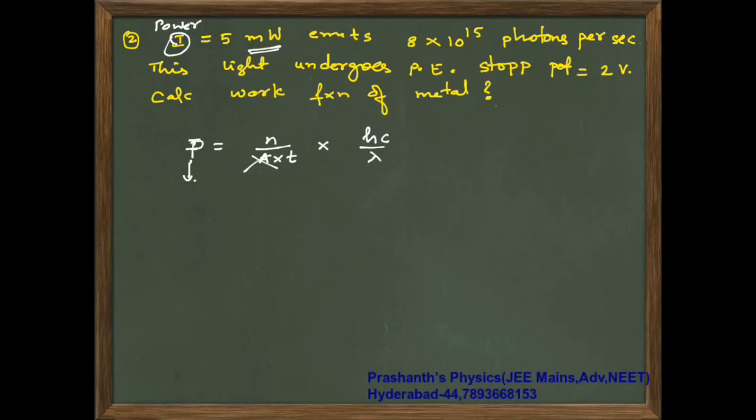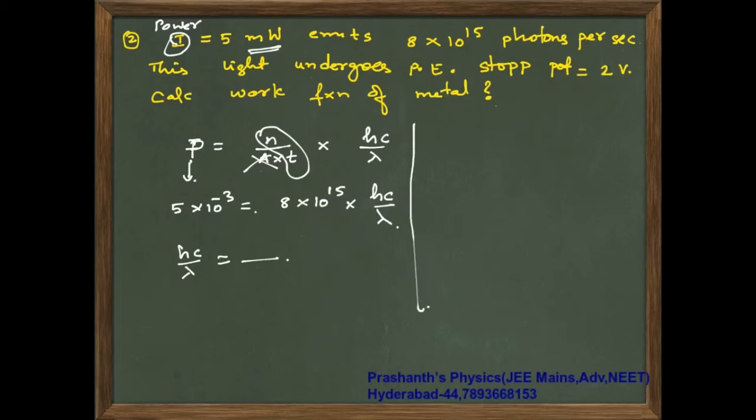So your power is n by t. 5 milliwatt means 5 into 10 power minus 3. That is equal to n by t, which is n dash, that is 8 into 10 power 15 times hc by lambda. From here, get the value of hc by lambda. Once you get it, it is approximately 0.625 into 10 power minus 18 joules.